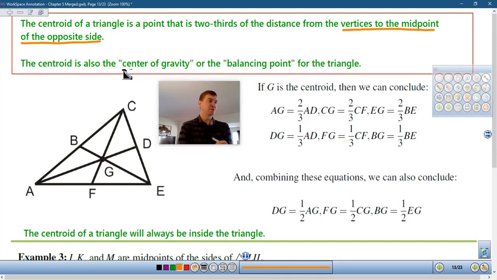Something that is special about the centroid is that it's the center of gravity or the balancing point for a triangle. So as long as that centroid location is being supported, then the triangle will balance or be stable.